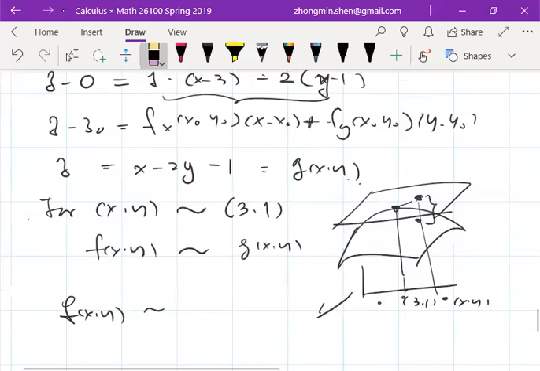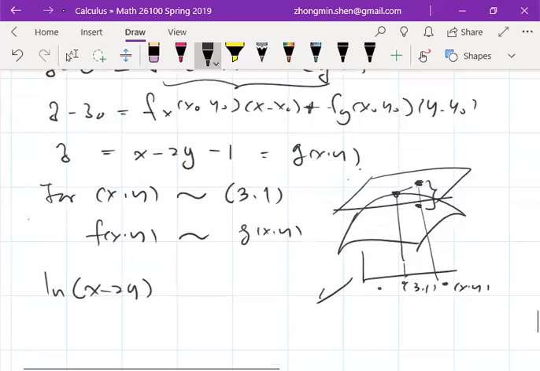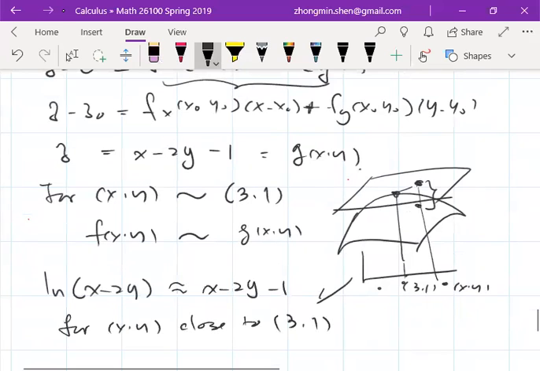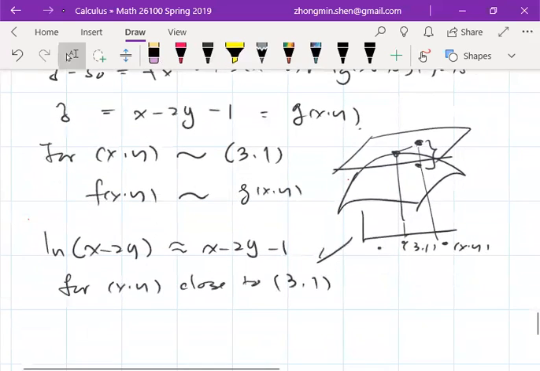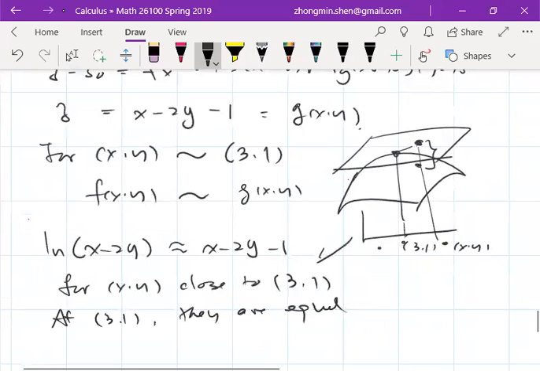So what is the function here? It is x minus 2y, right? So it can be approximated by x minus 2y minus 1 for x and y close to the point 3 and 1. At the point 3 and 1, they're equal. I should have said that. They're all equal, they're actually equal to 0. Both are equal to 0.